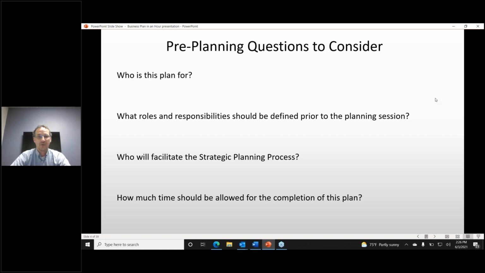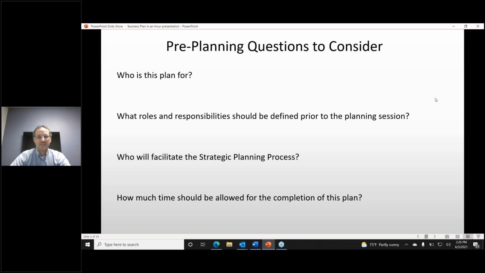Is it for you and your staff so that you can get on the same page and communicate the same messages? Or is it just for you to understand your business better and where the resources are that you can go to get? What roles and responsibilities should be defined prior to the planning session? If it's just you, that's it. You're the secretary, you're the learner, you're the listener, and you're the executor.